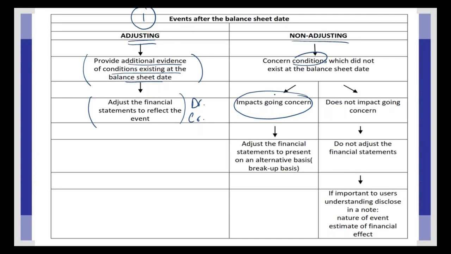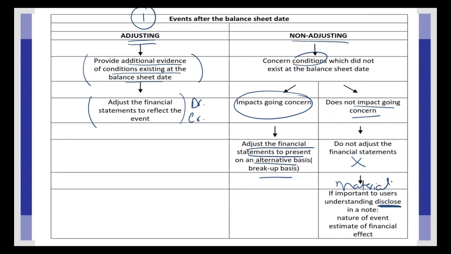So although it's a non-adjusting event, the impact is so huge that I will now need to make my financial statements on a breakup basis. So I will need to, for example, you don't need to know this in detail, but for example, all my assets will now come at the market value. However, if it's just a regular non-adjusting event with no impact on the company shutting down, you do not need a double entry. However, if it's material, you might need to disclose this in the notes to the accounts.